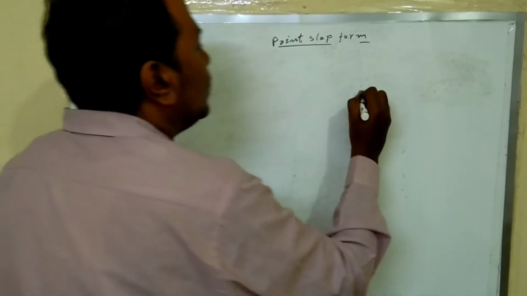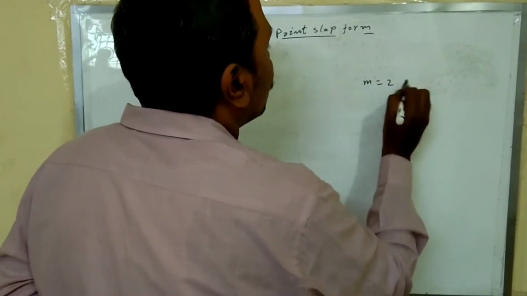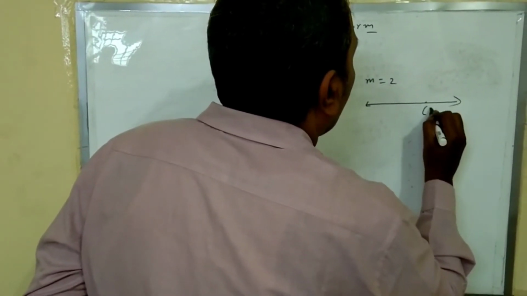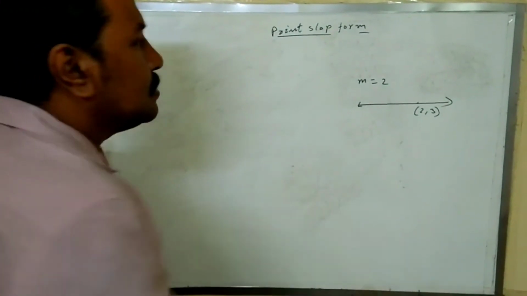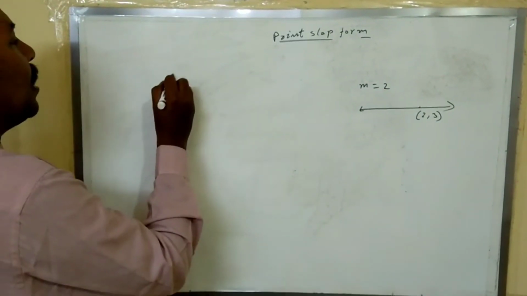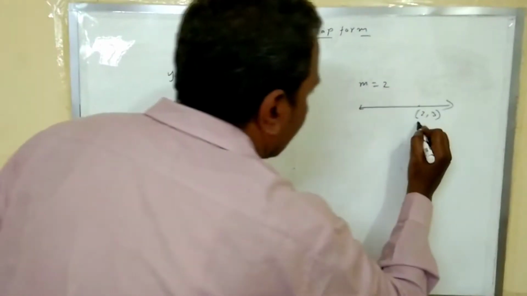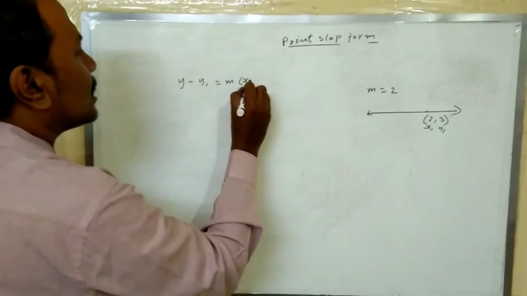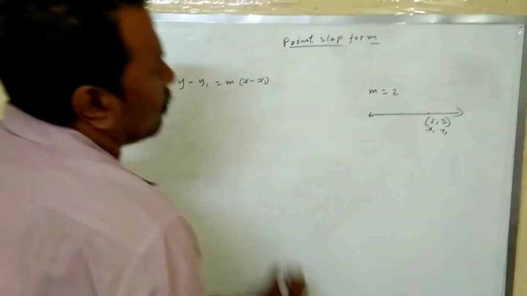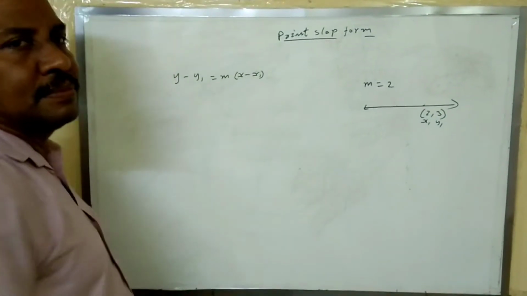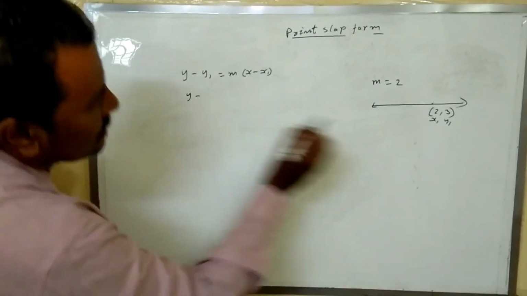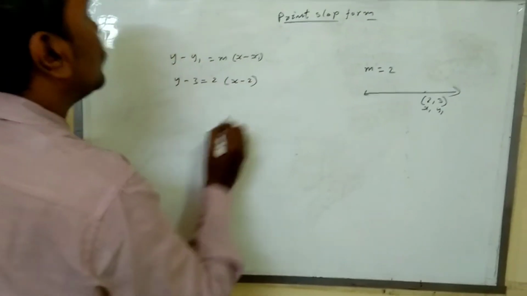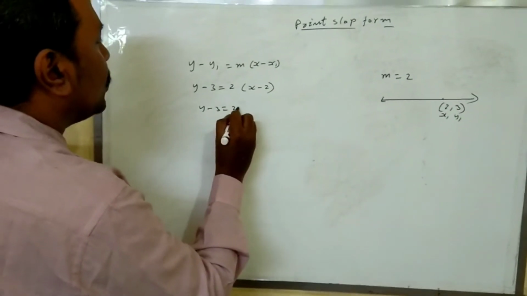Point slope form. That means a line whose slope is given as 2, and this line is passing through the point 2, 3. Then what is the equation? Take this as x1, y1: y minus y1 is equal to m into x minus x1. This is what we call point slope form. That means point is given, slope is given. Then y minus 3 is equal to 2 into x minus 2, so y minus 3 is equal to 2x minus 4.